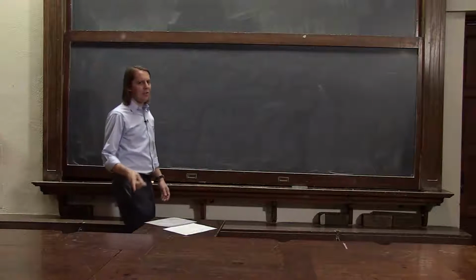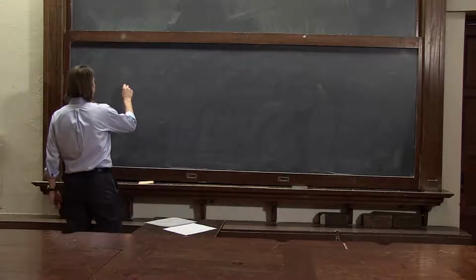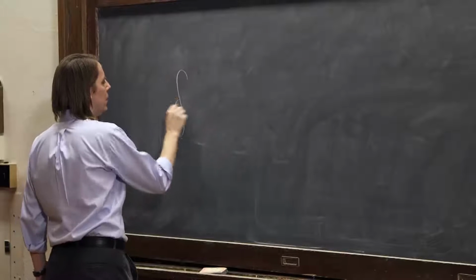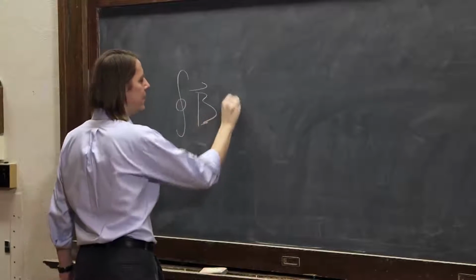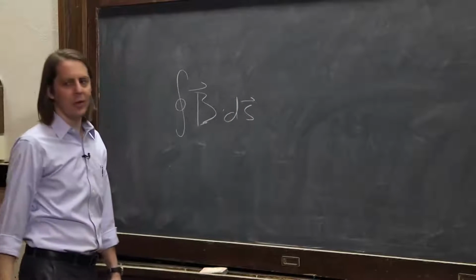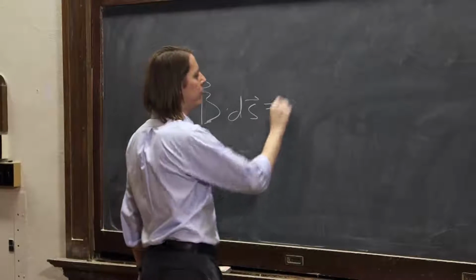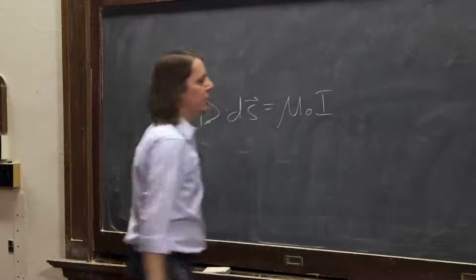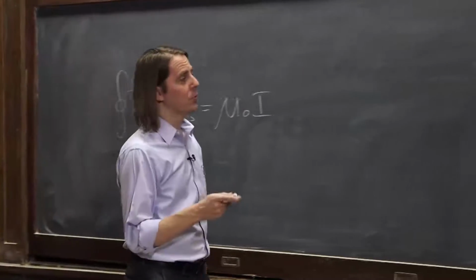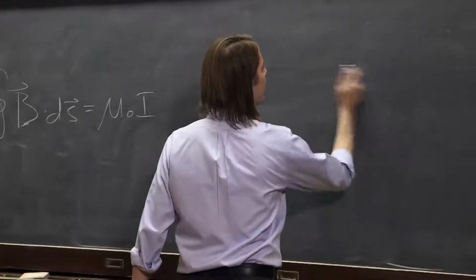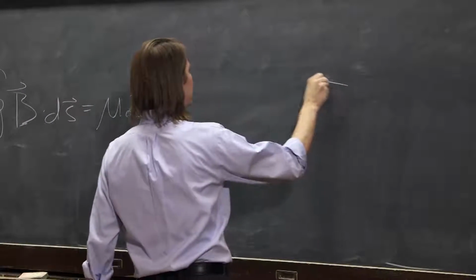Let's see if Ampere's law fits in with the loopiness of the magnetic field. So the integral of B dot ds around an Amperian loop equals mu naught times the current enclosed in that loop. And now let's draw a current loop to make the magnetic field. So we've thought about current loops a little bit.